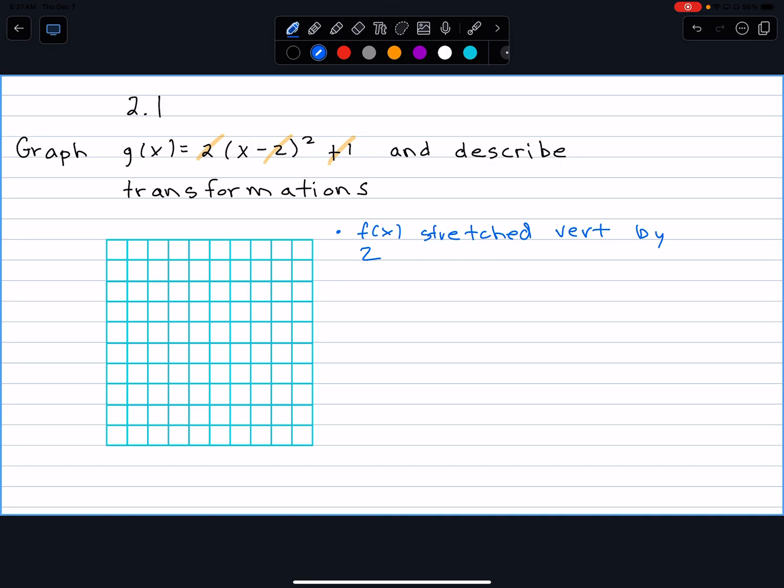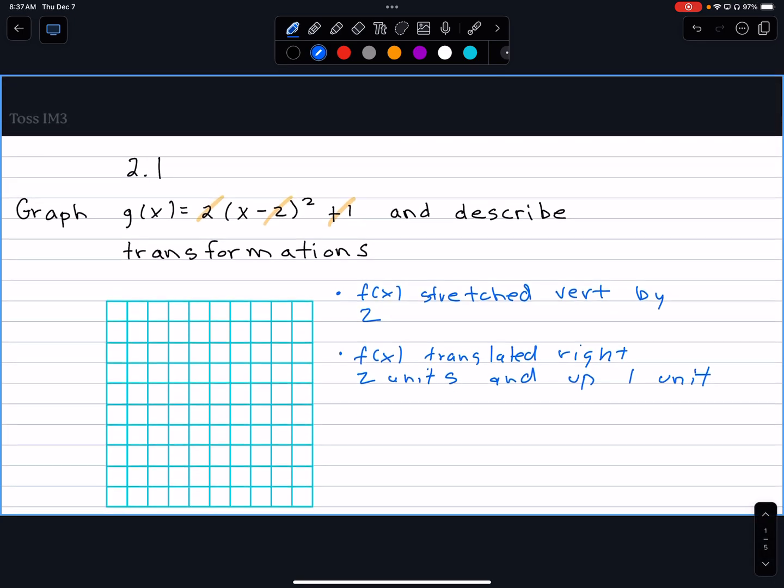Second, the order is up to you because these are translations. So then I'm going to say f of x translated right 2 units and up 1 unit. Okay?